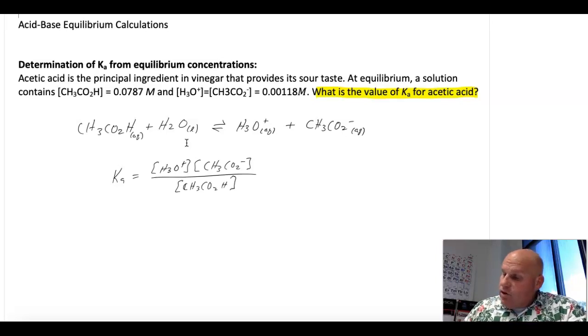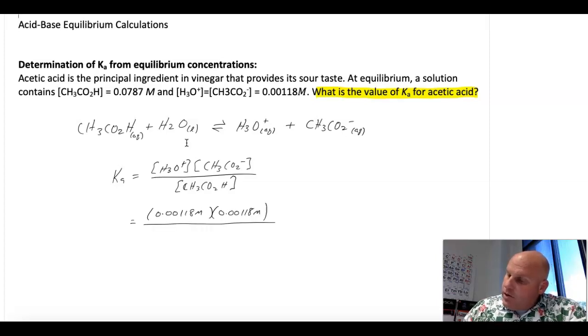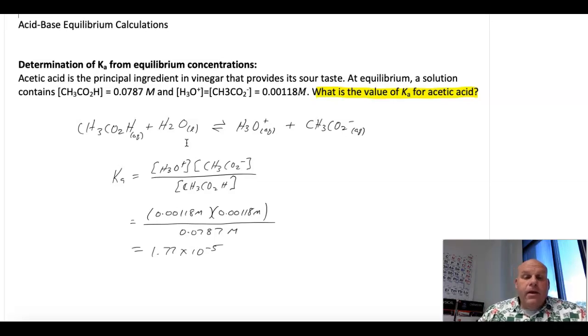Again, they give us all those values in the problem. So I can just plug them all in and solve this out for my Ka value. Those are pretty simple, pretty straightforward. They give me all the concentrations. I just plug and chug and solve for my Ka.